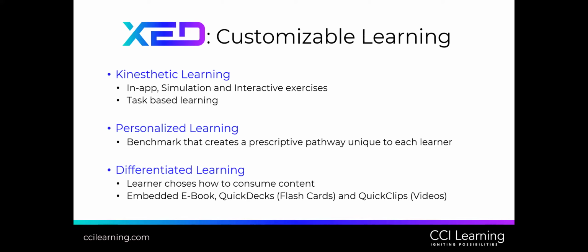Under personalized learning, we know that everyone has a different level of knowledge, so all courses have a benchmark embedded that creates a prescriptive pathway unique to each learner. XEd will take the benchmark results and create lessons based on what they don't know. Courses are no more than 40 hours. However, proficient students may have a shorter course after completing the benchmark. If you want all students to have the full course, you can simply turn the benchmark off.